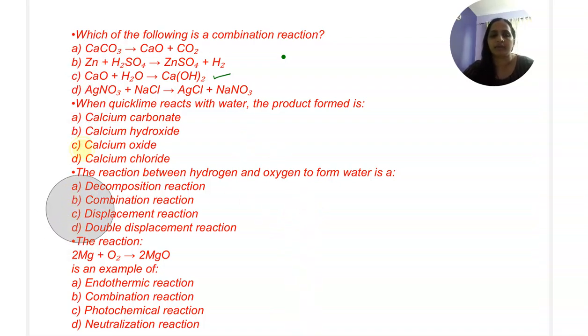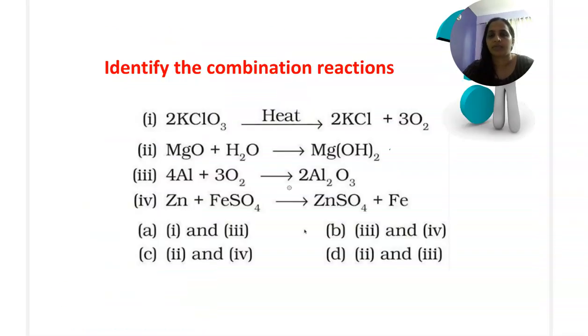Another one is given, the reaction magnesium plus oxygen. You studied the burning of magnesium ribbon. Burning magnesium combines with oxygen and you are getting magnesium oxide. Here also you are getting a single product. So this is also an example of a combination reaction. These are the examples you should identify.